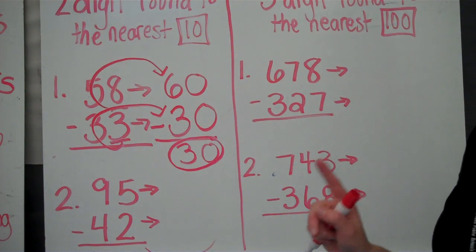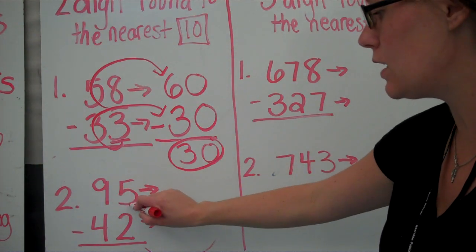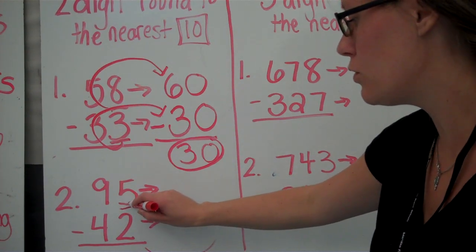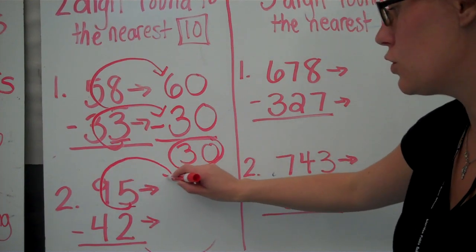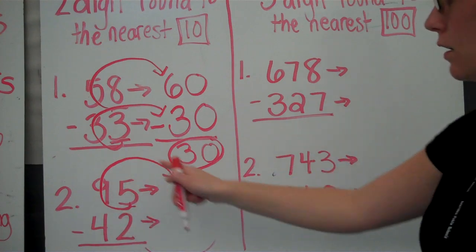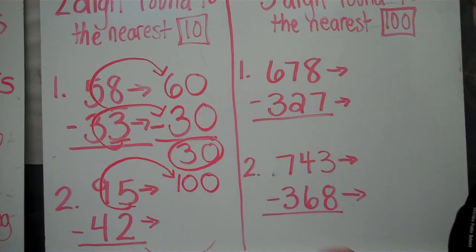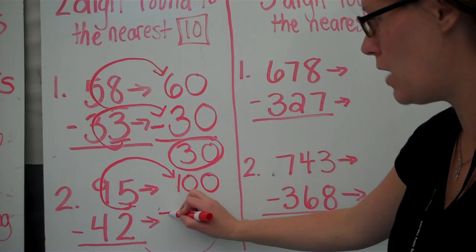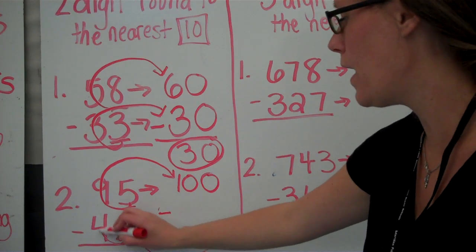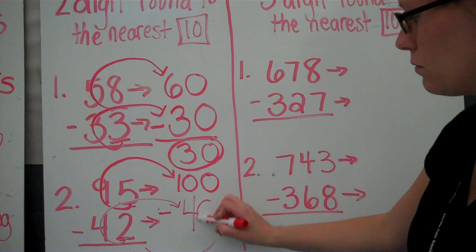Let's do the next one, 95. I put this one in here just to remind you that when you have 95, 5 is a strong number. It's going to push the 9 up to a 10. There's my 10. 9, 10. The 5 becomes a 0. So I end up with 100 minus 42: 2 is weak, no power to push the 4 up. The 4 stays the same. The 2 becomes a 0.